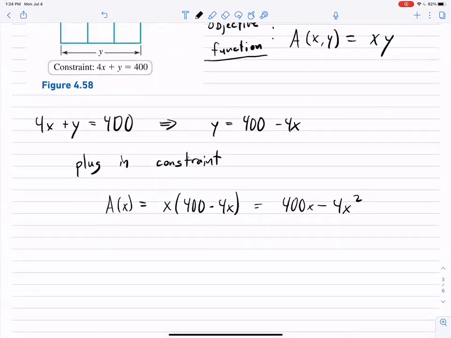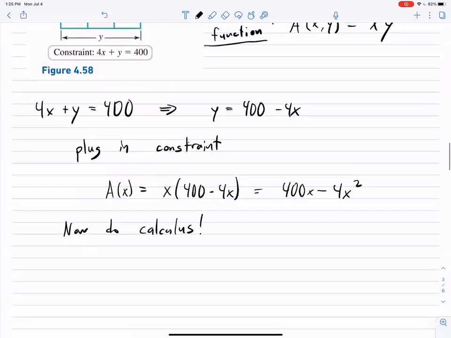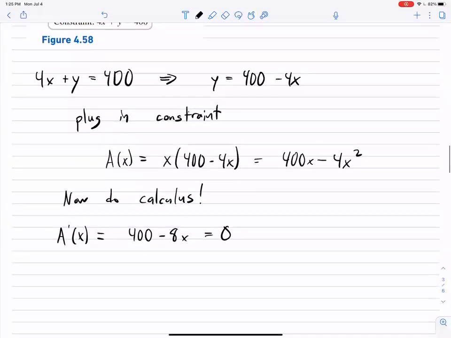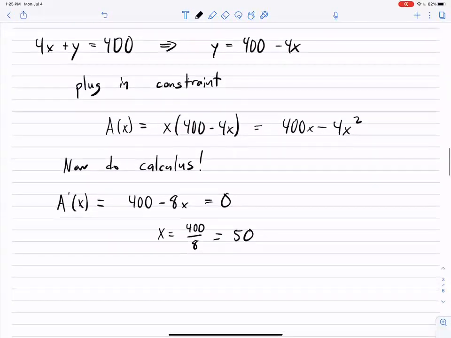Now we're going to do calculus. Now do calculus to find the max and min. So it means we take the derivative of our objective function, which is going to be 400 minus 8x, set it equal to 0. And what do we get? We get that x equals 400 divided by 8, which I believe is 50. Yes, 50. So x equals 50.